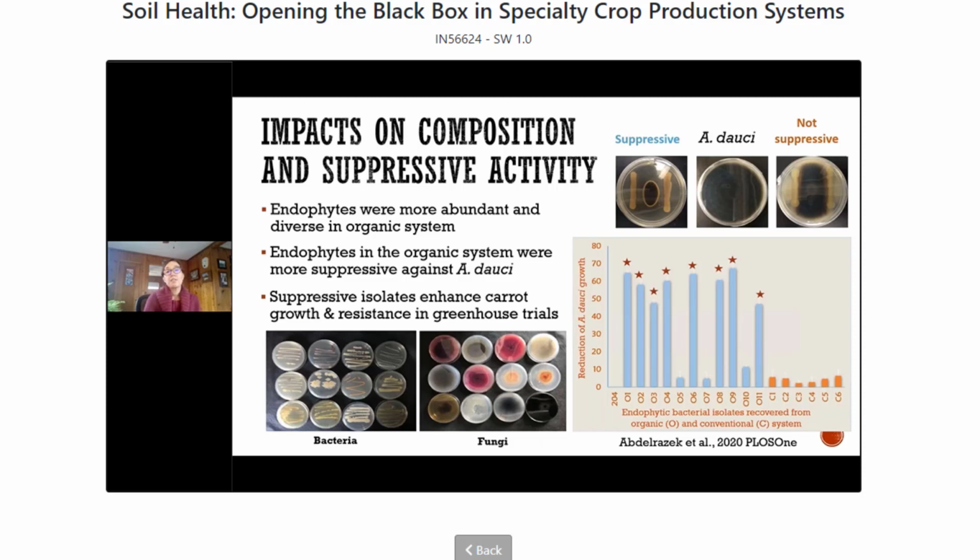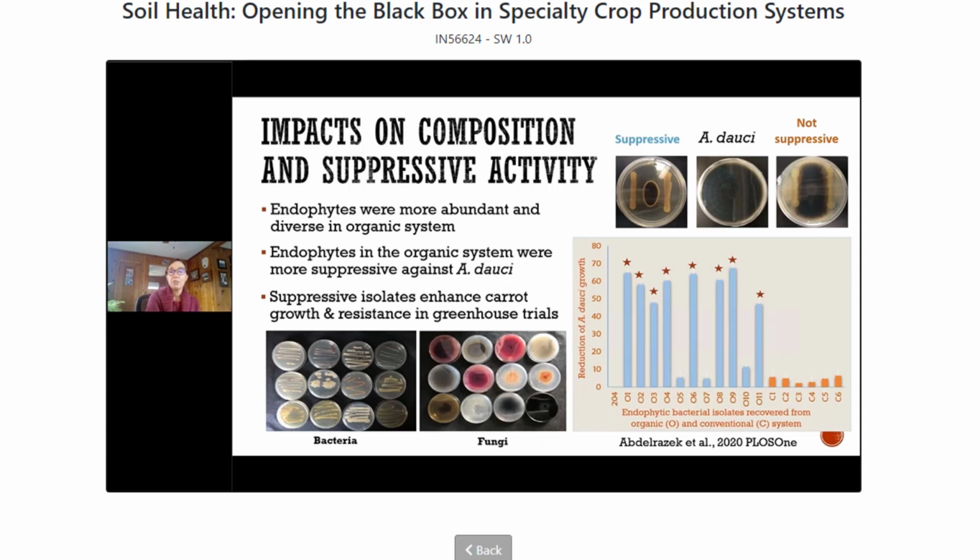So next, she took these isolates and actually tested their suppressive activity against the pathogen. In the top right of the slide, you can see in the middle is the Alternaria dauci pathogen growing. It's black. And then on either side, you can see Petri dishes where she's streaked the isolates. In this case, they're both bacteria that she collected, and looked at how they would stop the spread of this pathogen. And so she found there were several isolates that could suppress this pathogen.